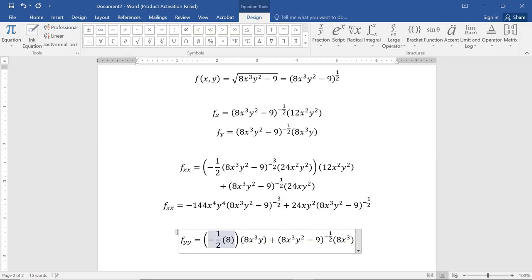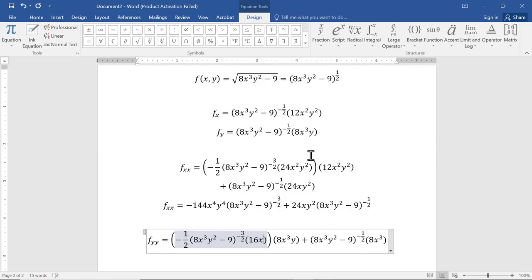I take 8x to the 3rd y squared minus 9, raise that to the negative 3/2 power, and then I multiply times the derivative of the inside function. This is with respect to y, so we're going to get 16x to the 3rd, y to the 1st.